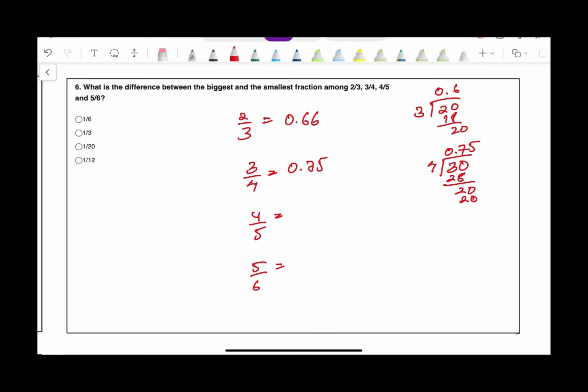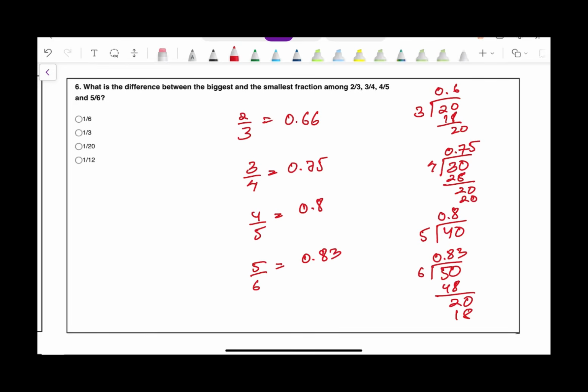What about this? 4 divided by 5, 0.5, 5 into how much is 40? 5 into 8 is 40, which is 0.8. What about this, which is 5 divided by 6? 0.6, 6 into how much is 50? 6 eights are 48, which leaves 20. 6 threes are 18. So I have 0.83. I'll just stop there.